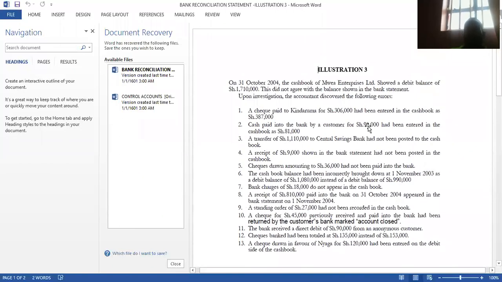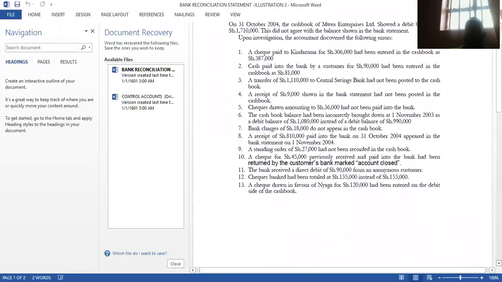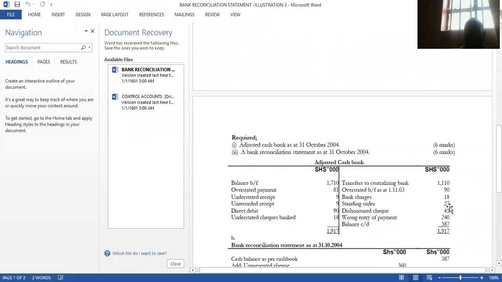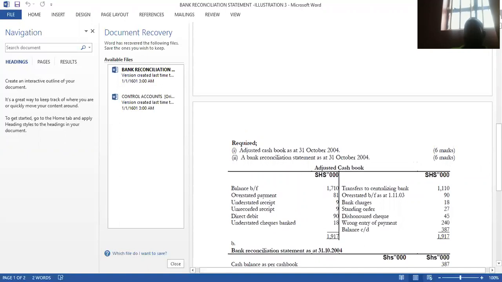The next item, number 7, is that the bank charges of 18,000 did not appear in the cash book. Bank charges, remember, are payments that have been effected from our bank account, but are not appearing in the cash book. Therefore, it should also appear on the payment side of the cash book. So the payment side of the cash book is actually the credit side of that 6,000, which should be appearing here, bank charges. You will find again the error number.